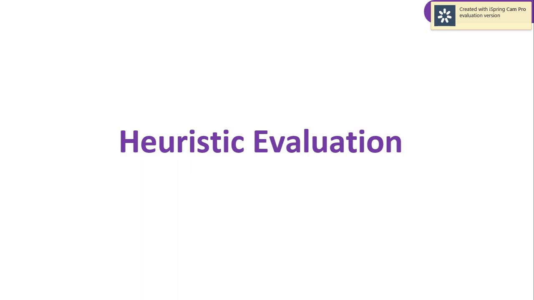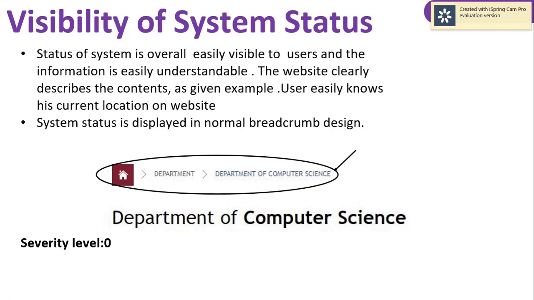As we know, heuristic evaluation contains 10 key points on the basis of which any website can be evaluated. First of all, we have the visibility of system status. In this point, the interface should present the overall system status, that is, what is going on throughout the website. In the existing interface, the system status is overall easily visible to the users, and the information is easily understandable.